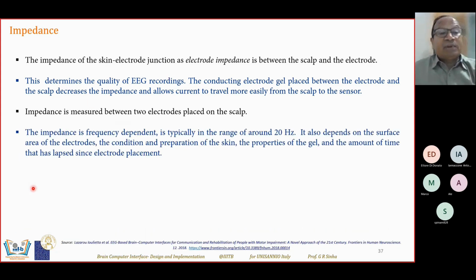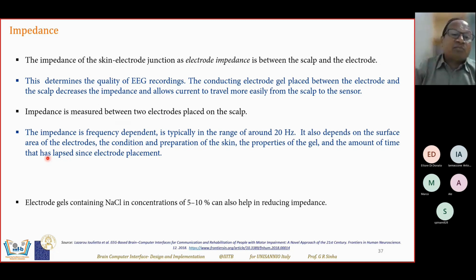The impedance is frequency dependent. Remember, it is not independent of frequency. It is dependent on frequency. At different frequencies, a different effect will be there on the impedance, generally in the range of 20 hertz. It also depends on the surface area of the electrode, the condition and preparation of the skin, the properties of the gel, what kind of gel we are putting, and the amount of time when we are recording, how much time we are placing the electrode on the scalp. All these factors determine the impedance.